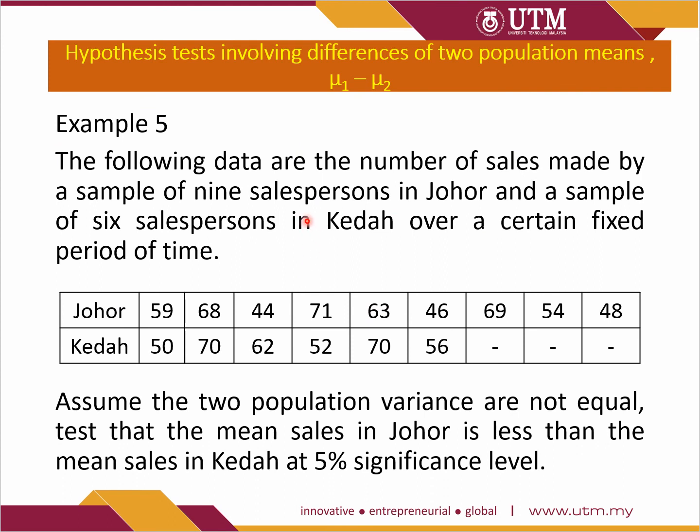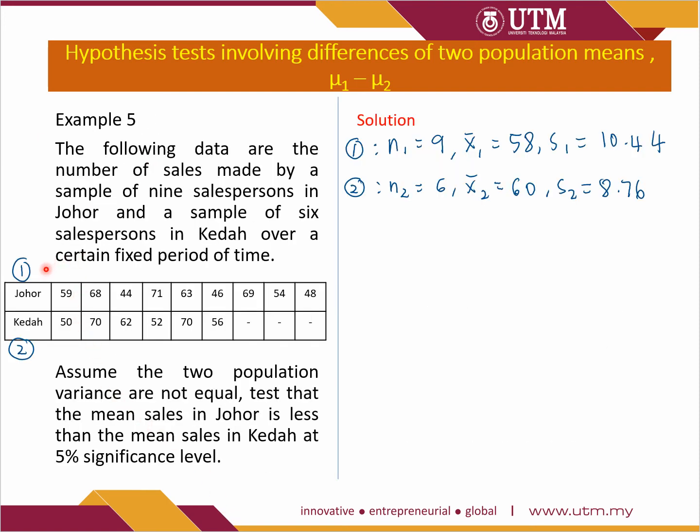You can pause this video and try to identify all the important values needed in this situation and try to solve using the previous formula. I just assume Johor as 1 and Kedah as 2. From this table, you should get the sample size for Johor equal to 9, the mean equal to 58, and the standard deviation equal to 10.44. Meanwhile, for Kedah, the sample size is 6, the mean is 60, and the standard deviation is 8.76.